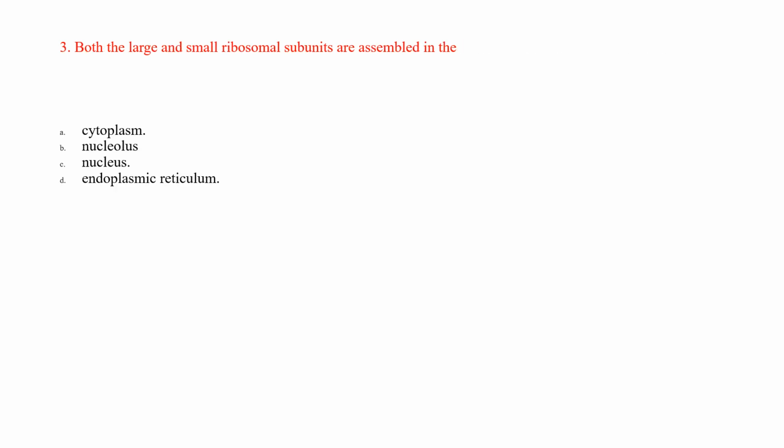Both the large and small ribosomal subunits are assembled in the A, cytoplasm, B, nucleolus, C, nucleus, or D, endoplasmic reticulum. The answer here is B. So this is textbook. Large and small ribosomal subunits are going to be assembled in the nucleolus.